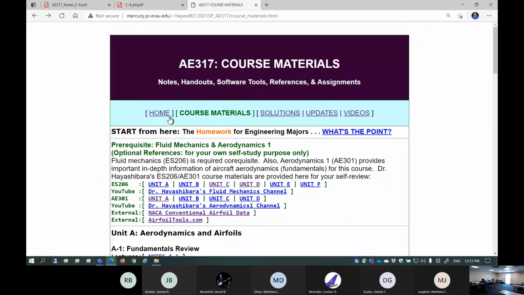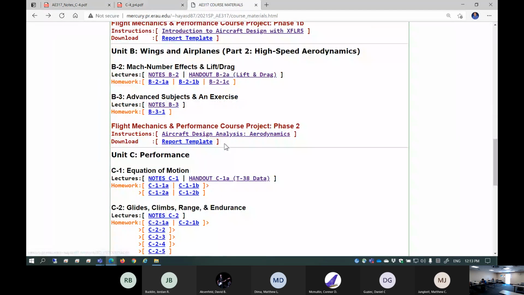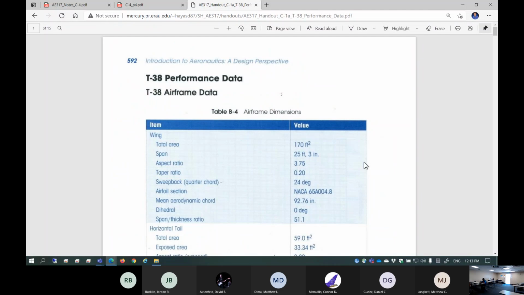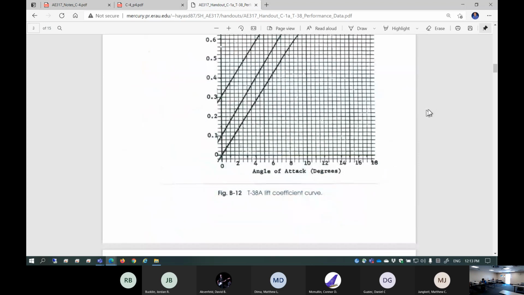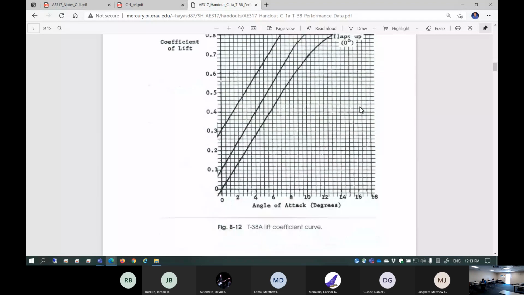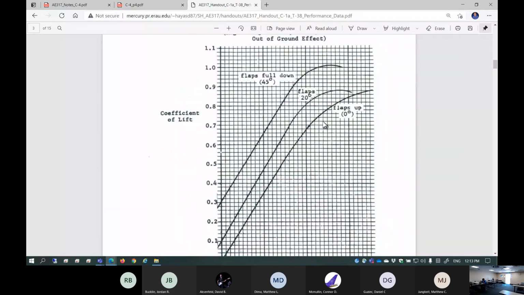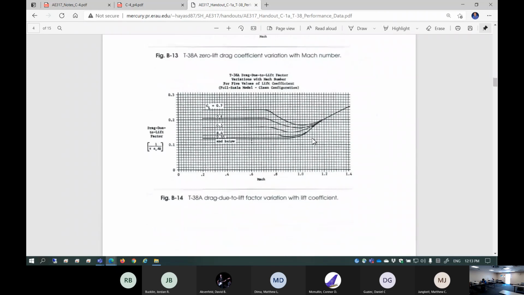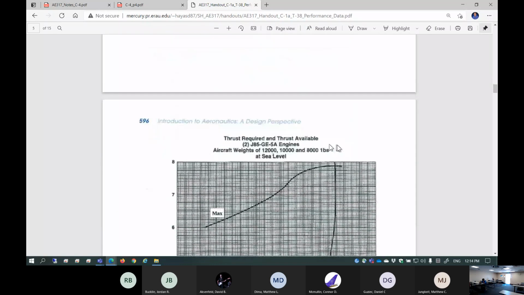let's just take a look at the real thing. If you go to handout C1A, T38 data, let's just take a look at this one. This is the real data, T38 performance data. If you scroll down quite a bit, of course it is going to give you the CL alpha curve with lots of flap configurations. This is the CD0, parasite drag coefficient over the transonic and supersonic range. This is wave drag. This is drag due to lift factor. So this is induced drag change over the transonic supersonic range.